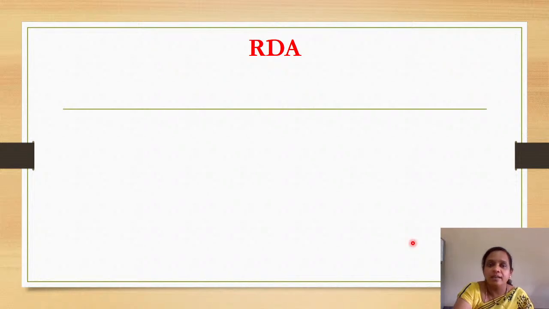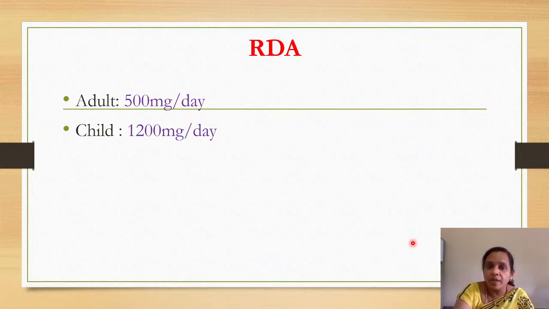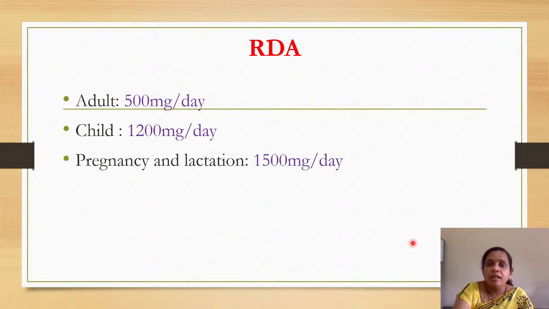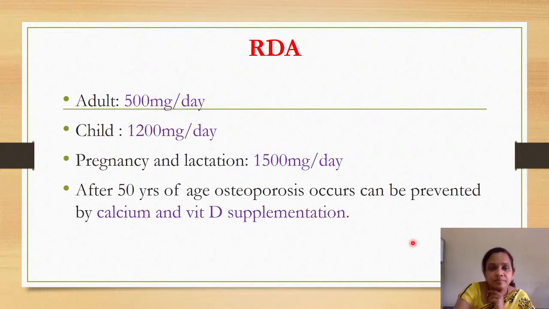RDA, that is recommended daily allowance. An adult will require up to 500 milligrams per day. Children would need up to 1200 milligrams per day. The requirement increases in pregnancy and lactation, to 1500 milligrams per day. After 50 years of age, osteoporosis occurs, that is, the bone will be losing the mineral part. So in order to prevent that and protect the bone, calcium has to be given. And to increase the absorption of calcium, it has to be supplemented with vitamin D.